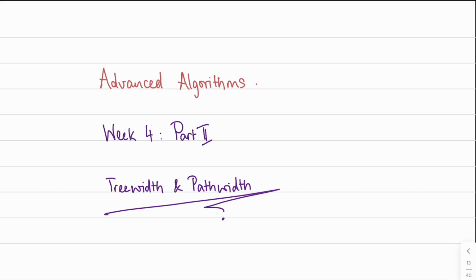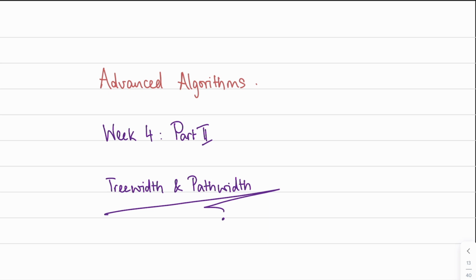So welcome back. This is the second part of our discussions in week 4 of advanced algorithms. As we promised, in this part, we are going to be developing the concepts of pathwidth and treewidth, which are quantitative measures of the likeness of an arbitrary graph to a path and a tree, respectively.